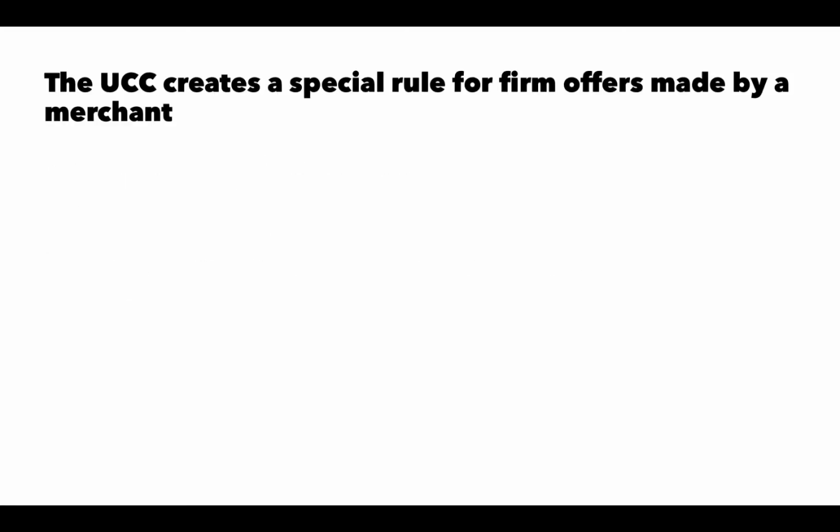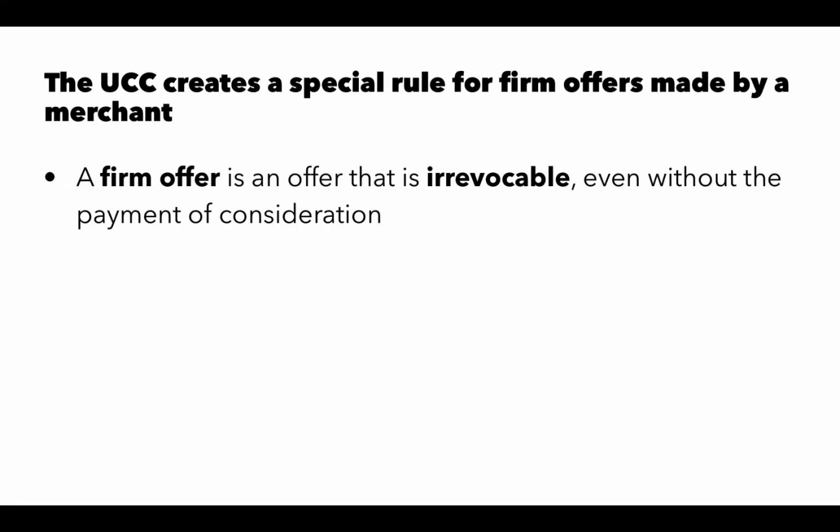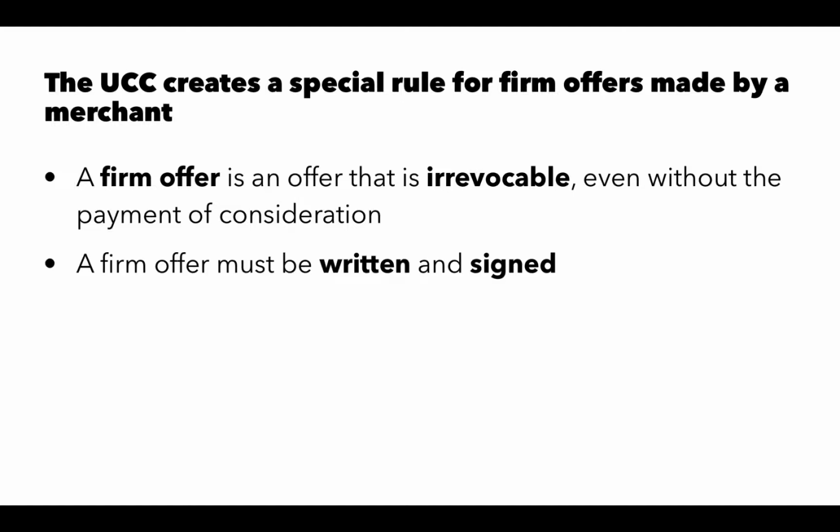Now, the UCC changes this for merchants, a different rule for merchants. The UCC creates a special rule for what it calls firm offers. A firm offer is an offer that's irrevocable even without the payment of consideration. Now, a firm offer must be written and signed. So in order to make a firm offer, I will sell you these goods for $1,000. I'll hold that offer open for 2 weeks. You can make that offer without the payment of consideration. However, it must be in writing and it must be signed.